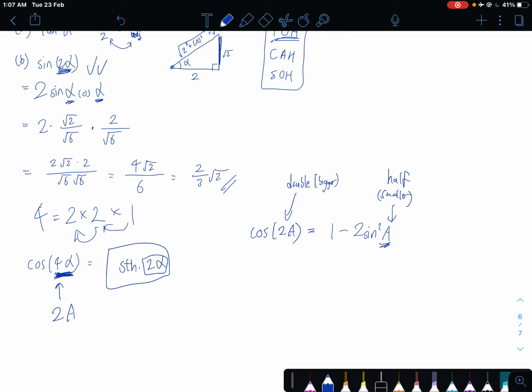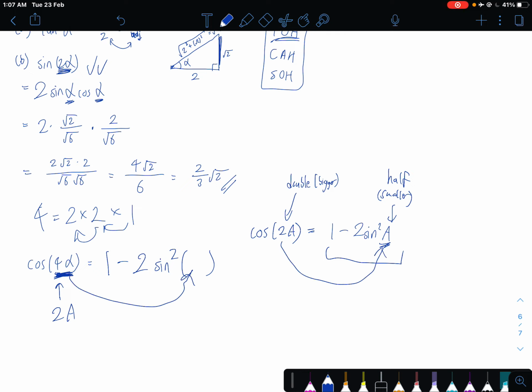Okay? So now let's try and figure out what that is. We use this identity, 1 minus 2 sine square of A. In this case, A is half of 2A. How do you get half of 4 alpha? It's really just 2 alpha. Okay, so now I remove all the extra bells and whistles. It's really just 1 minus 2 sine square of 2 alpha. If you can see it directly, good. I hope my elaboration was enough. If you're not so sure, let me know.